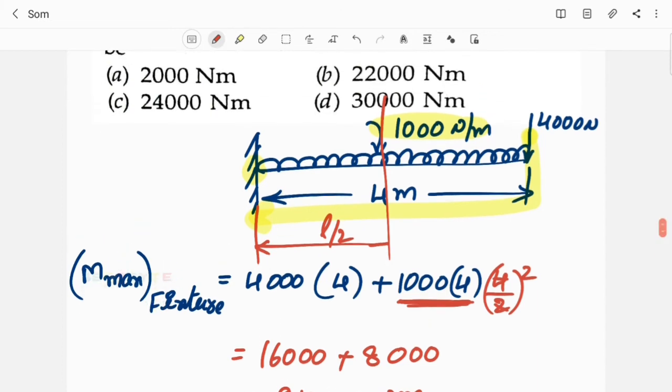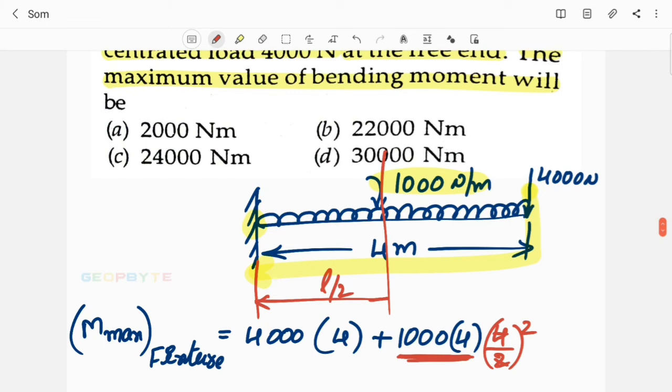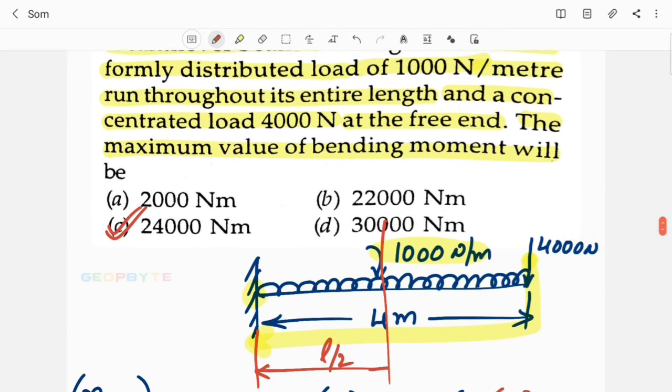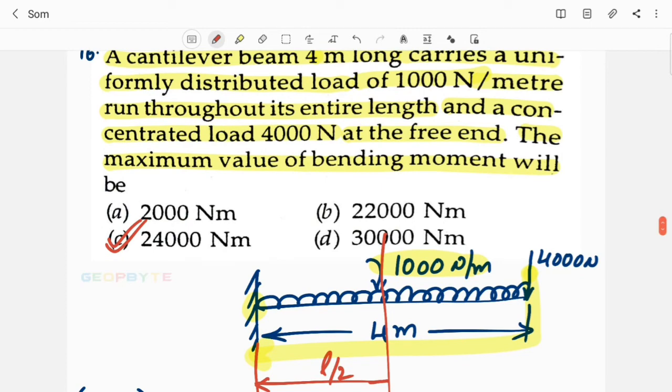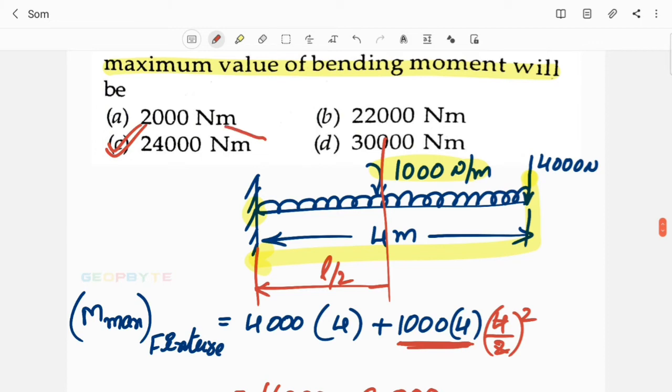I hope you clearly understood. Therefore, option C is absolutely correct. The maximum bending moment is occurring at the fixture only. The magnitude of that maximum bending moment is 24,000 Newton meter. I hope you clearly understood. Look at the next problem.